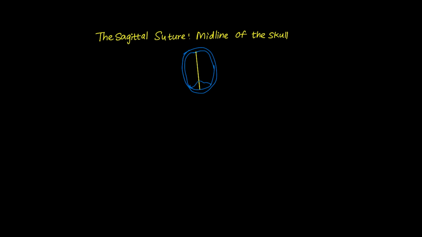A suture running along the midline at the top of the skull from front to back, uniting the left and right parietal bones. That's the sagittal suture. It runs in a straight line from the coronal suture at the front to the lambdoid suture at the back, right along the superior midline of the cranium.